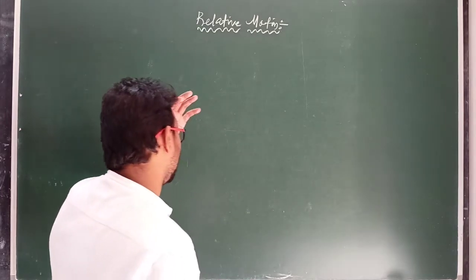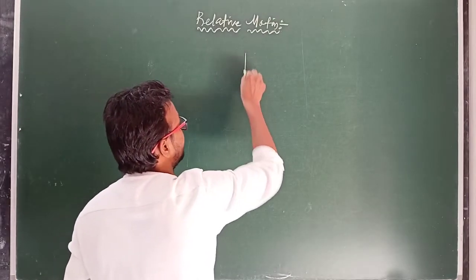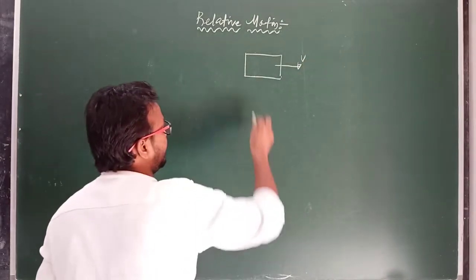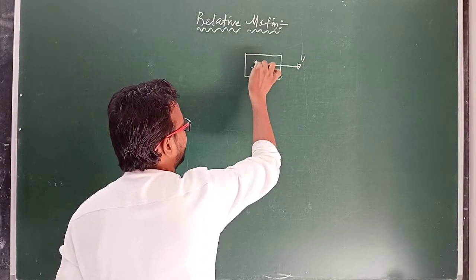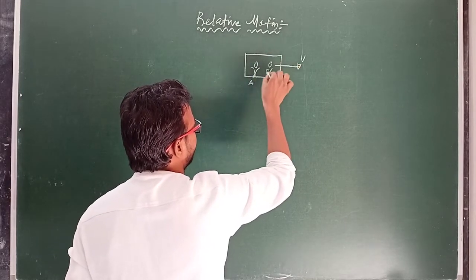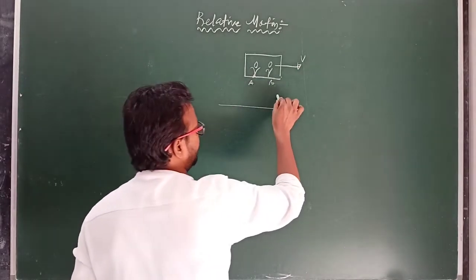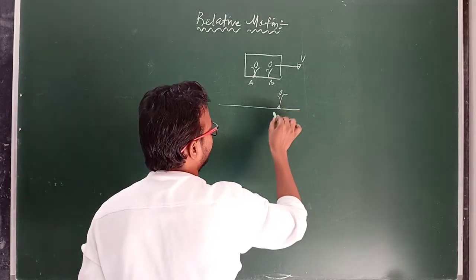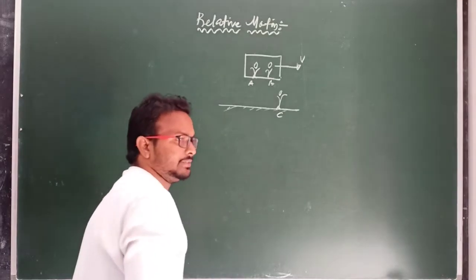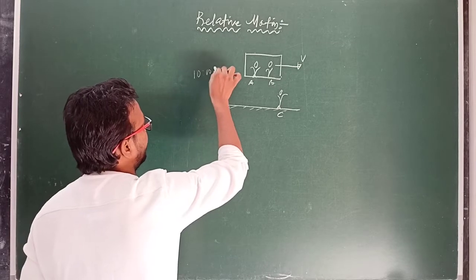So now let's start. I am just reminding you what a frame of reference is. Suppose there is a train moving in this direction with velocity v, and there are two passengers inside a compartment. Suppose this is A, and another passenger sitting in the same compartment is B, and suppose there is Mr. C who is sitting on the platform. This is the platform of a station and this is C. Clear? Okay.